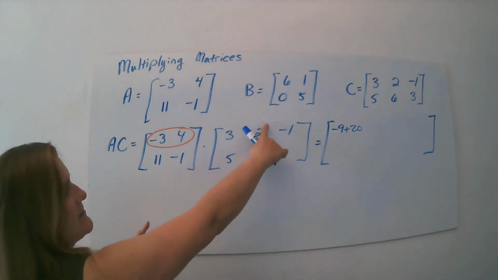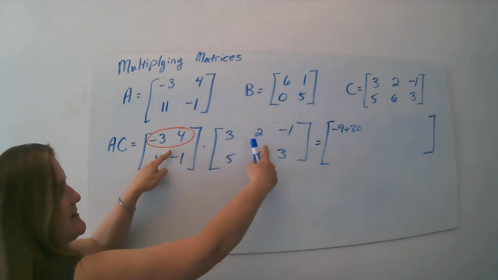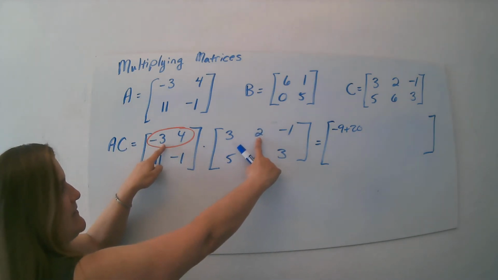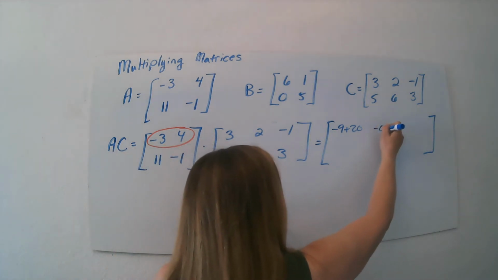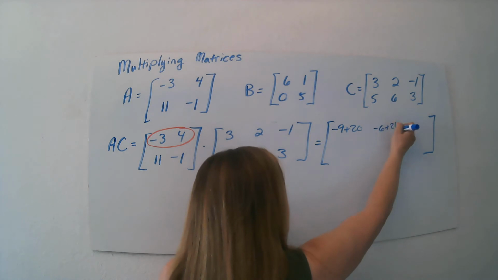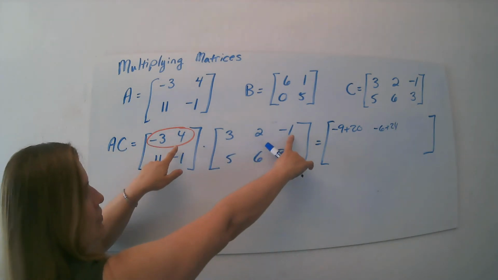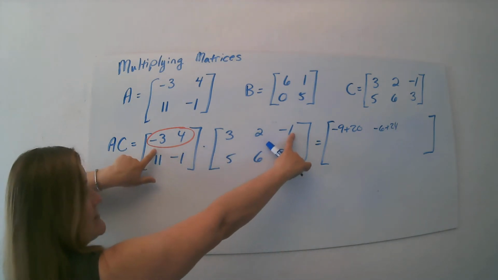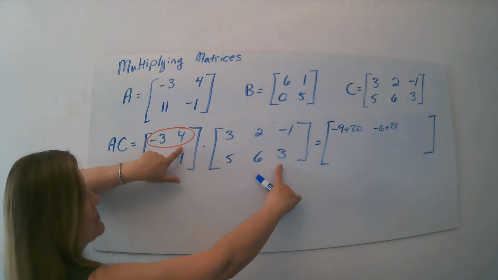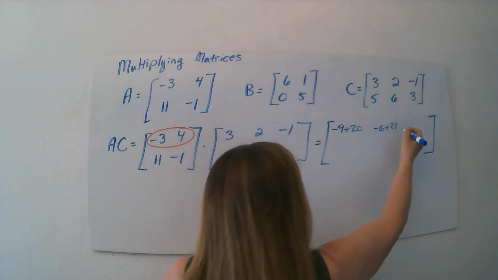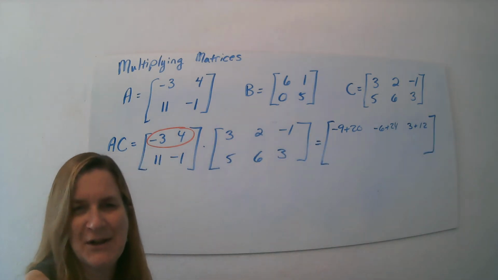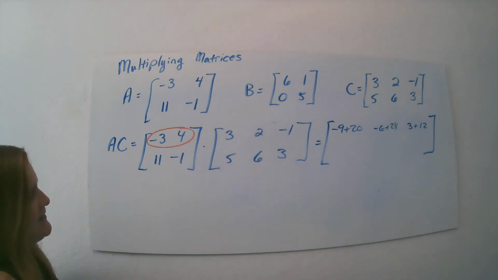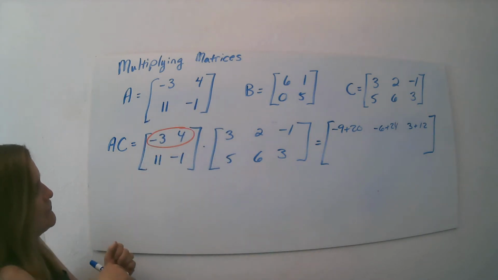We move to our next column. Stay with the first row here. We're in the second column. -6 plus 24. Third column. +3 plus 12. Easy to make a little arithmetic mistake on this, so you've got to keep your brain on high power. That takes care of our first row.